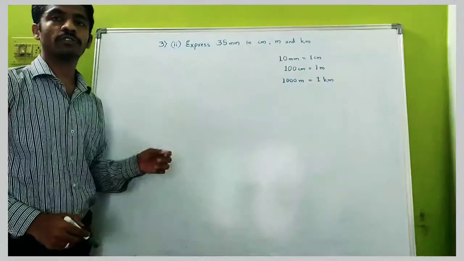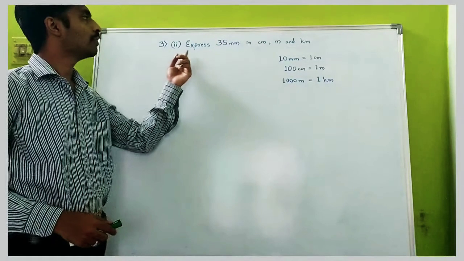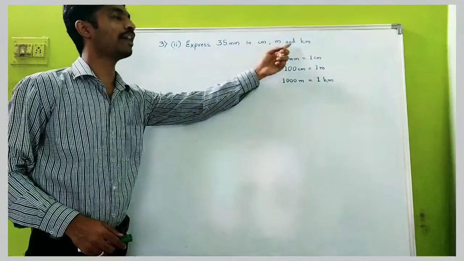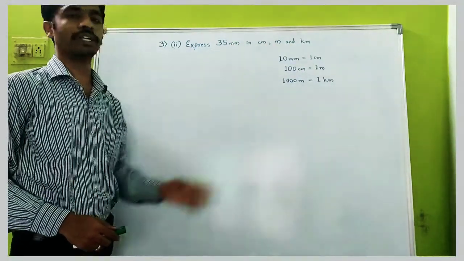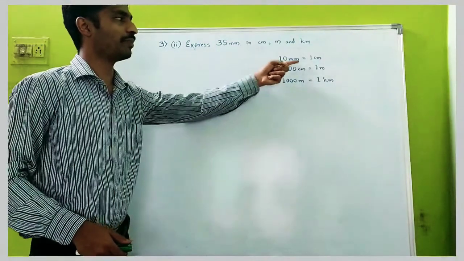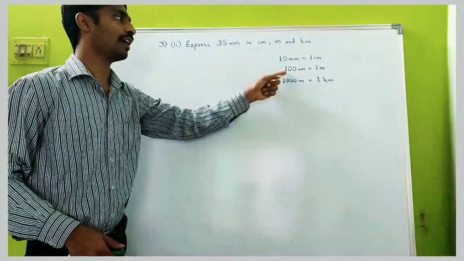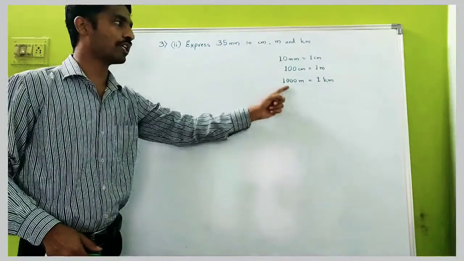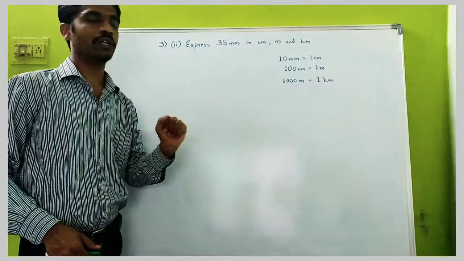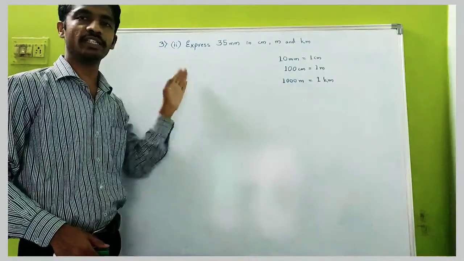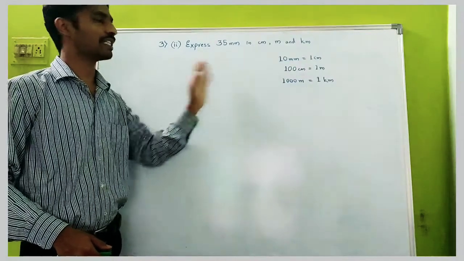Now third question, second. Express 35 mm in centimeter, meter and kilometer. So before converting it, we should know some basic points. That is 10 mm equal to 1 centimeter and 100 centimeter equal to 1 meter and 1000 meter equal to 1 kilometer. Okay, so now if we know the basics, then it is easy to convert them into decimal form.